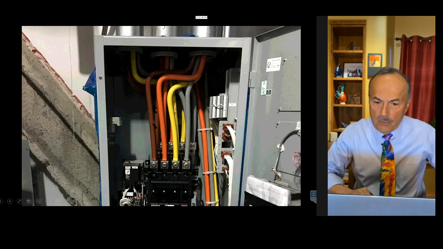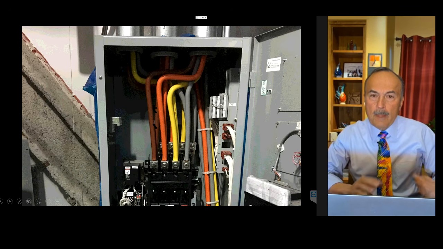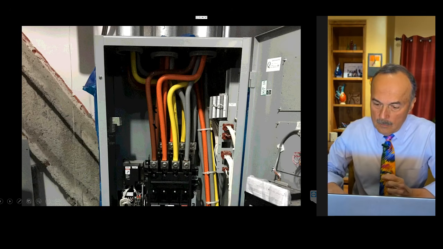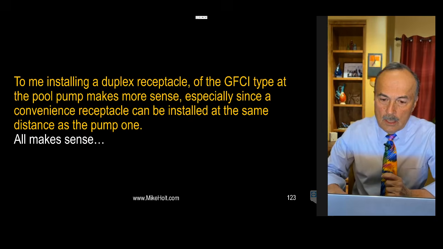Here's an example. 312.6(A) is talking about from this point to this point right here. What else? Okay, that's it for now. Let's move on to the next question.